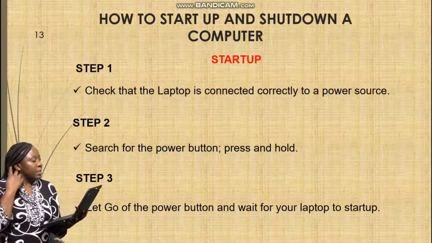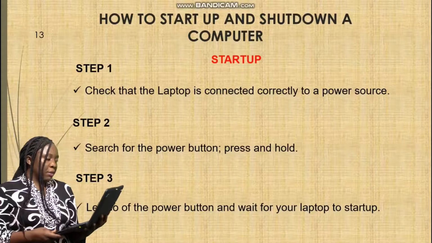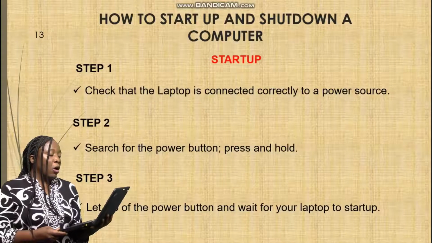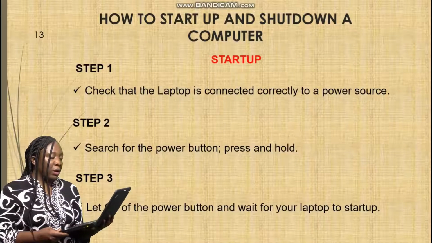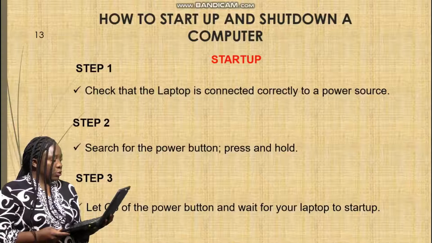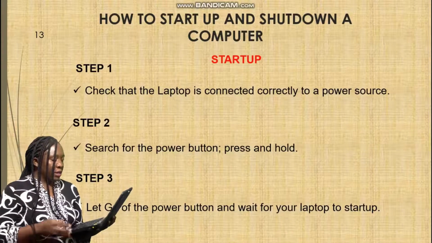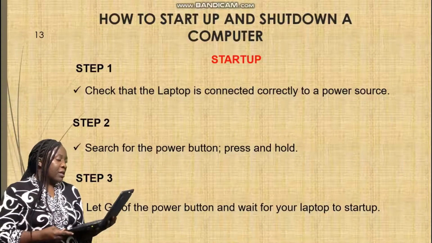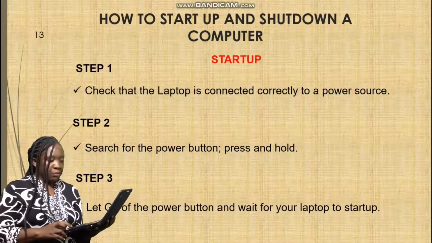Okay, so how to start up and shut down a computer. Are you ready to know? Step number 1, check that the computer or the laptop is connected correctly to a power source. Step number 2, search for the power button, then press and hold. Step number 3, let go of the power button and wait for your laptop to start up.